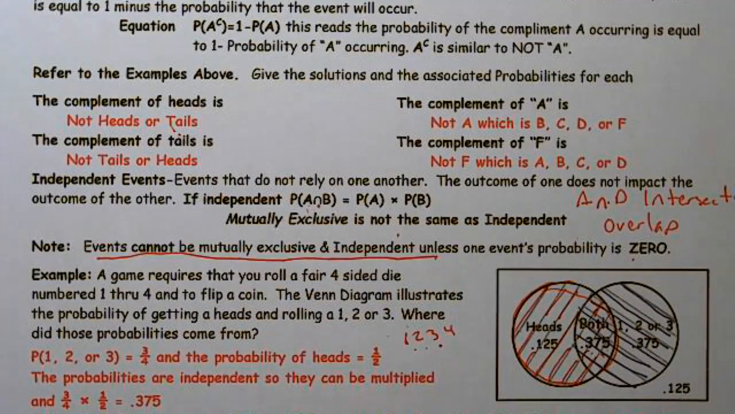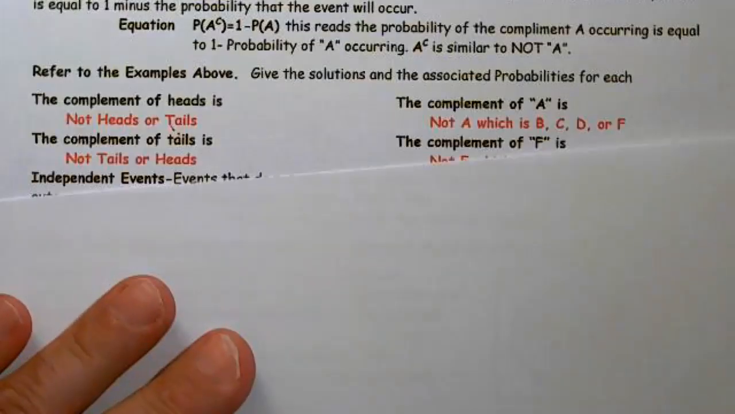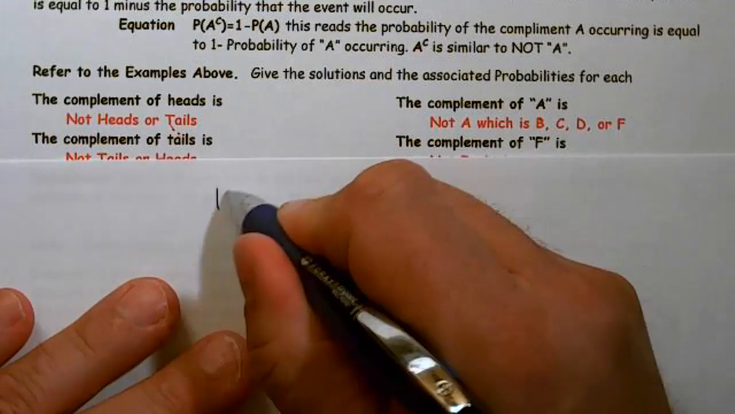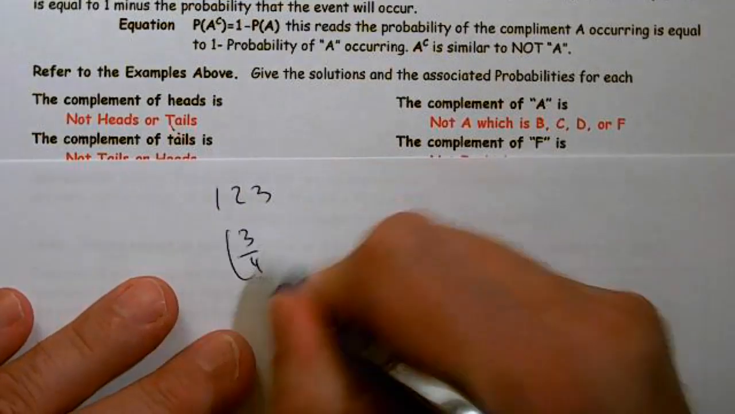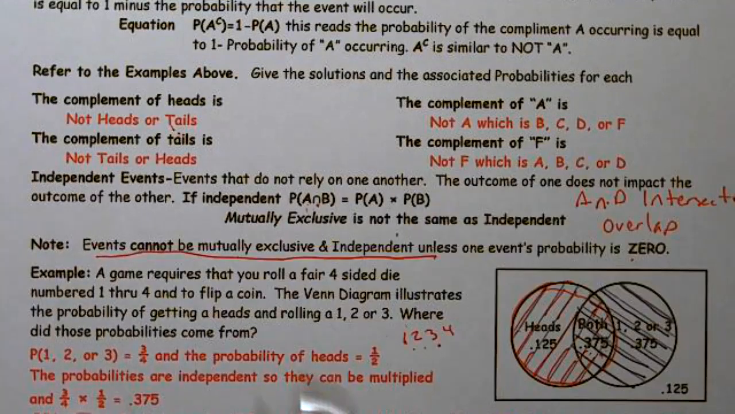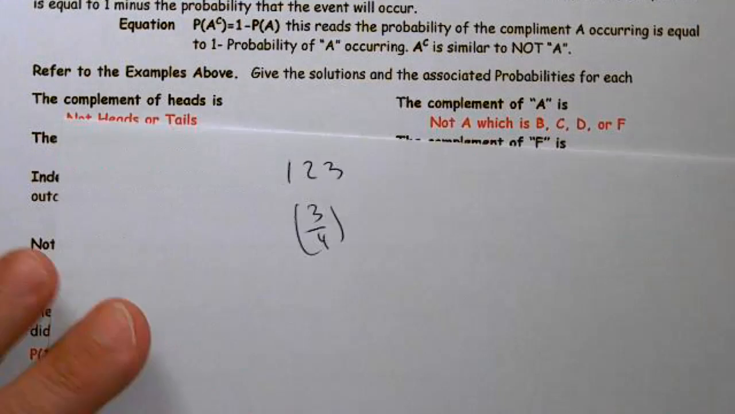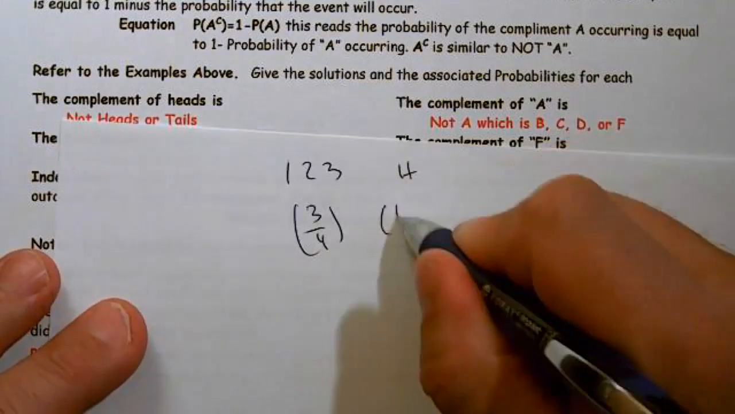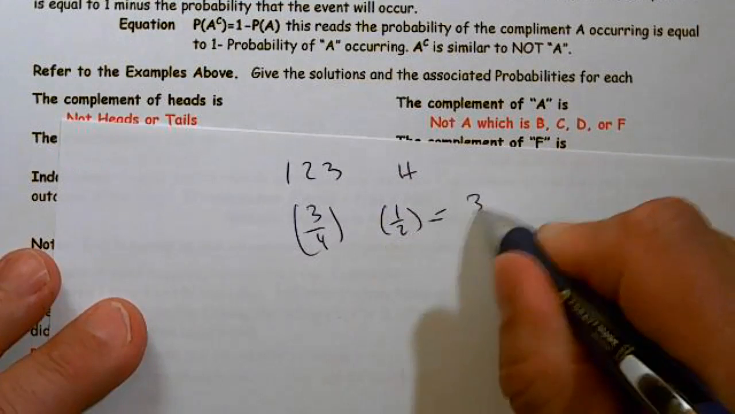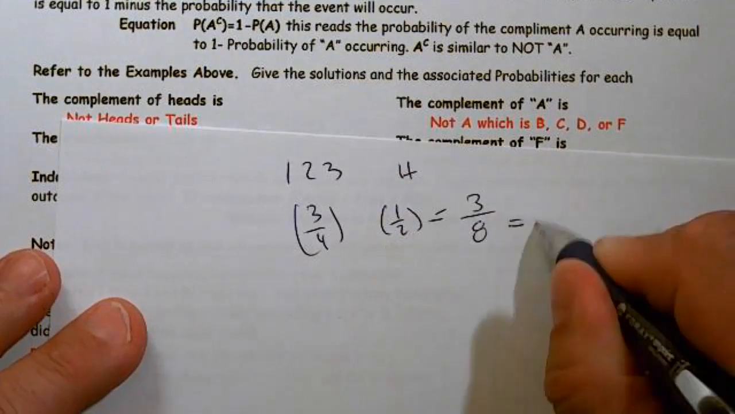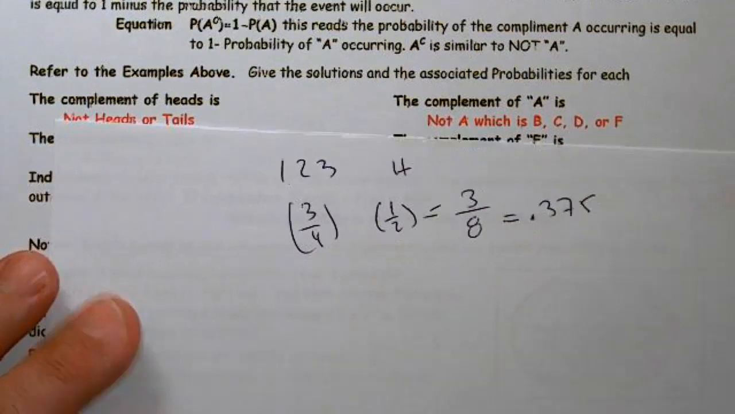Now, to think about this, I want you to consider this. If I flip a coin and I roll a dice, those are independent events, so one does not impact the other. And if events are independent, we said that we can multiply them. So in this case, the probability of a 1, 2, or 3 was 3/4, and we were interested in getting a heads. The probability of a heads was 1/2. We know we can multiply those, and if we do, we end up getting 3/8, which is the same as saying 0.375.